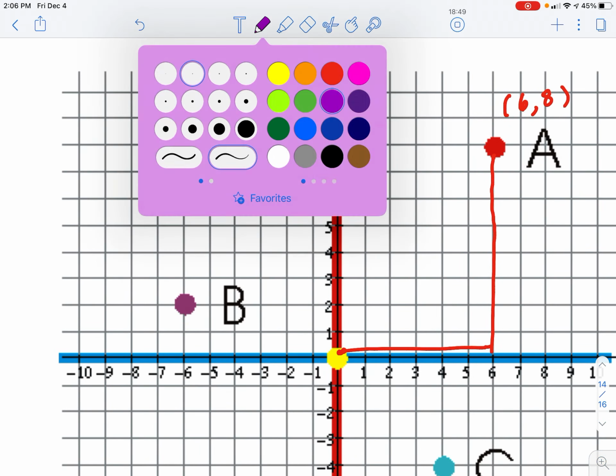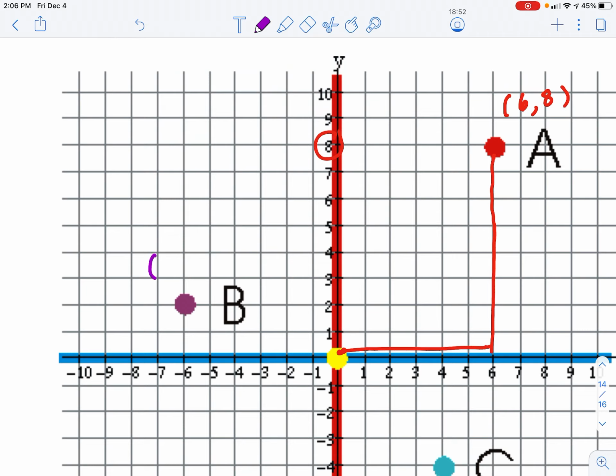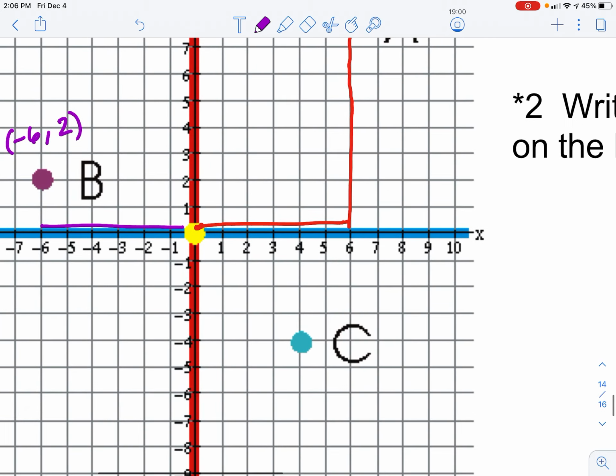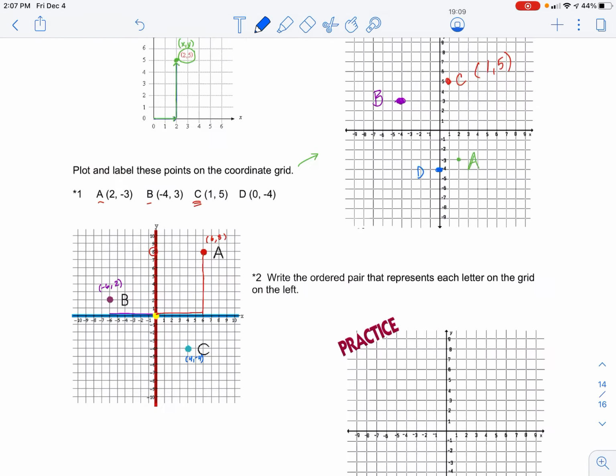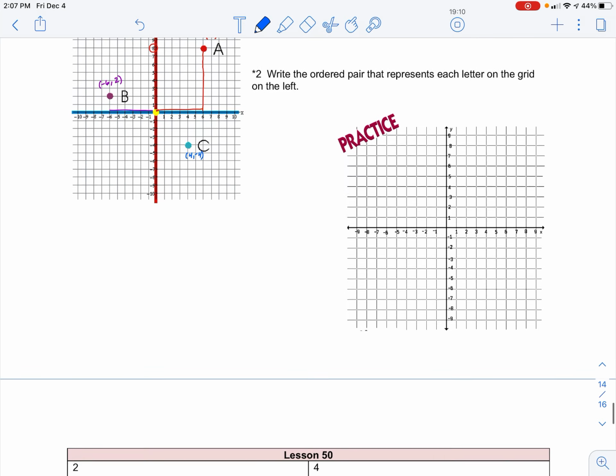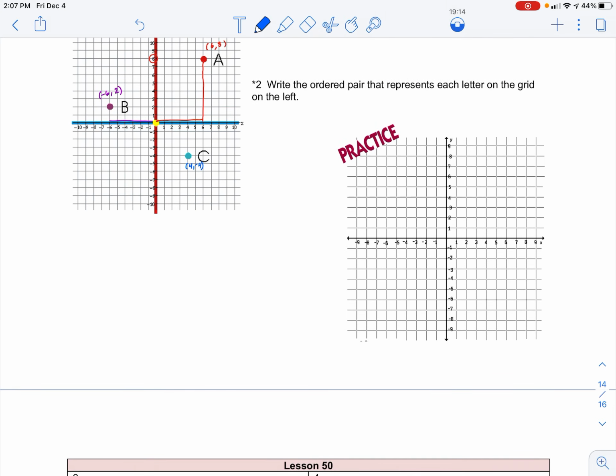How about B? We're going to do the x first. We go over to -6, and it goes up 2. And then finally, C is over 4 and down 4, so (4, -4). Okay? And that's really all there is to it.